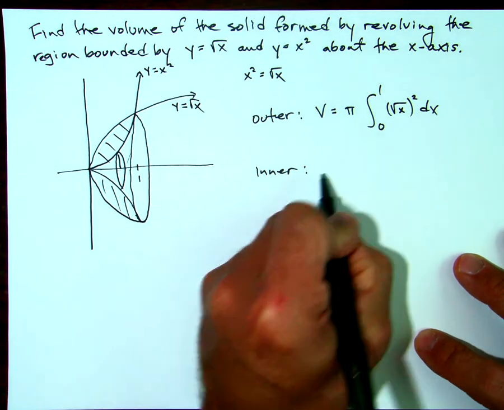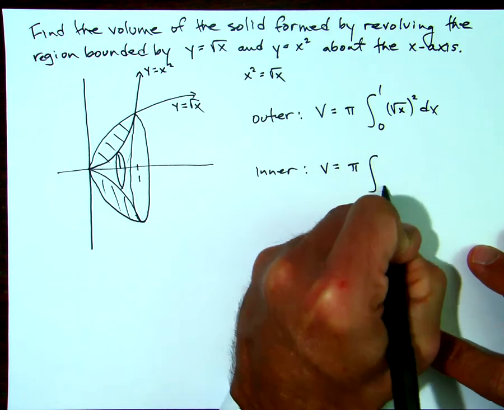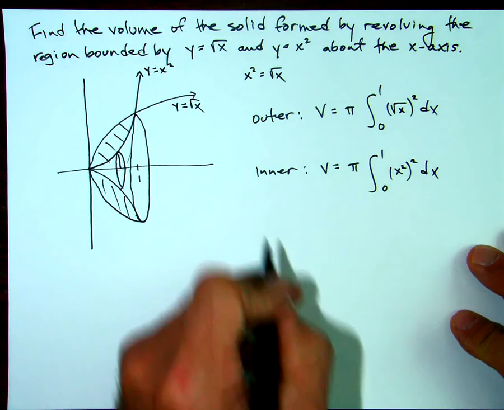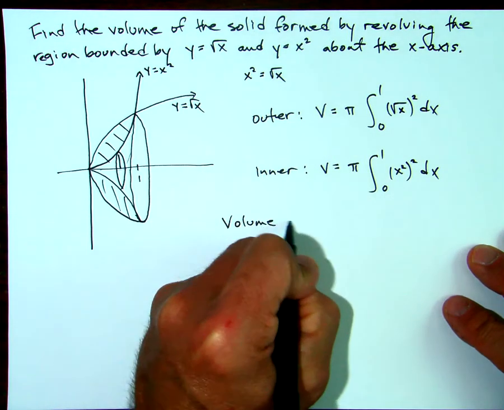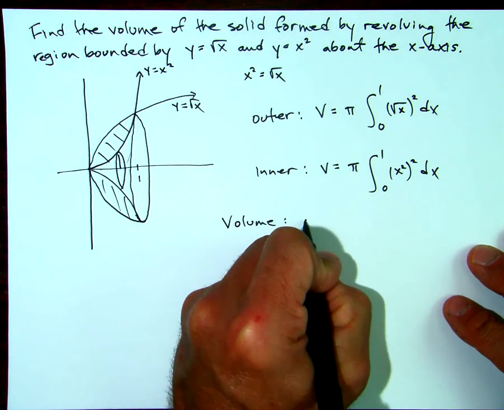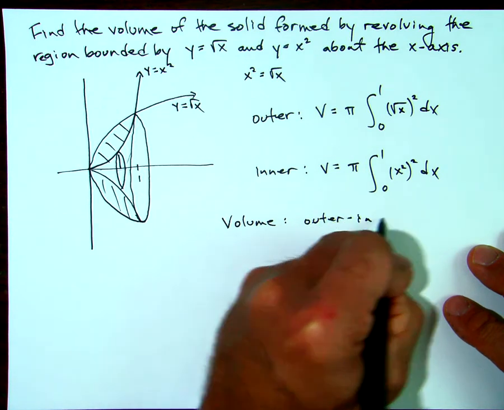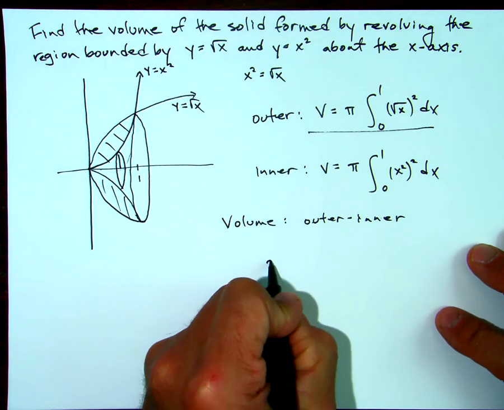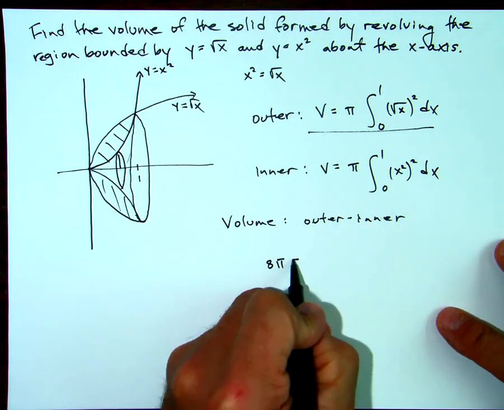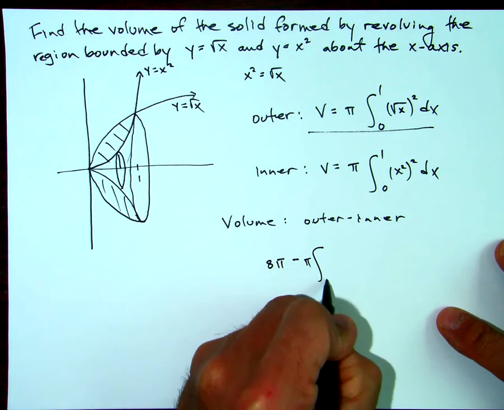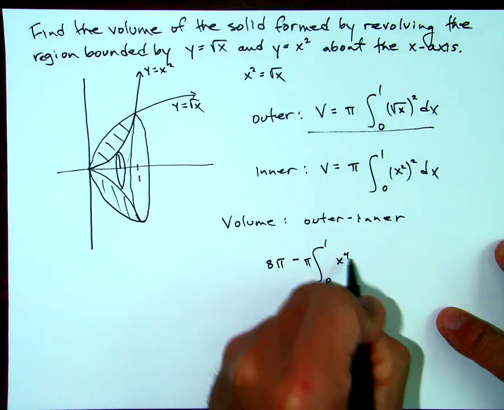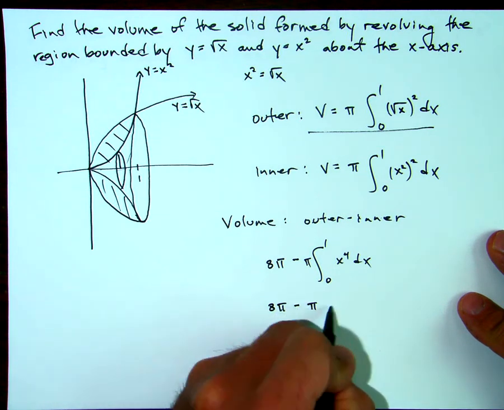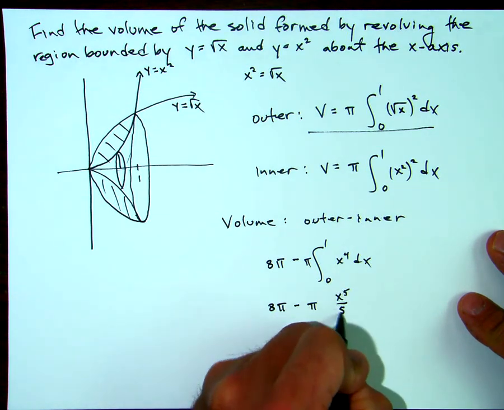So that inner volume is going to be pi integral from 0 to 1 of x squared squared dx. All right. So the volume we want is going to be the outer minus the inner. Well, I'm not going to do this one again. We've already done that one. We know that's going to be 8 pi. And so let's do minus, and now we're going to integrate pi from 0 to 1 of x to the 4th dx. Right. So that's 8 pi minus pi times x to the 5th over 5, from 0 to 1.